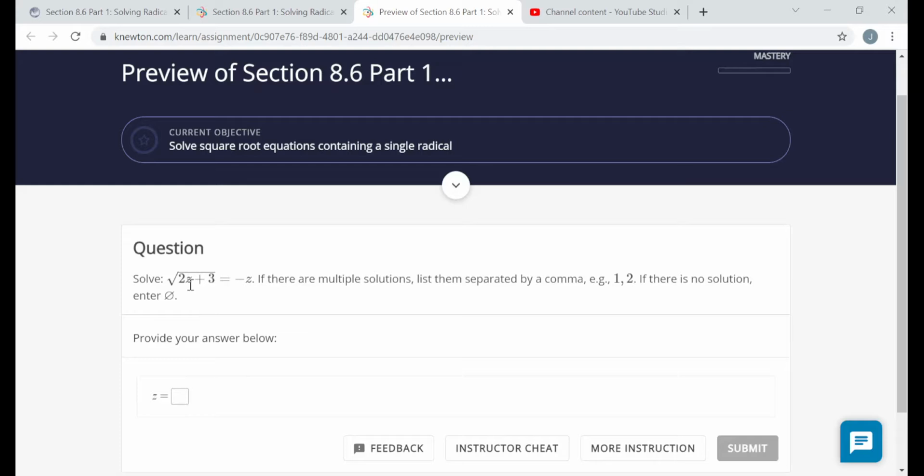Alright, so in this objective, we solve square root equations containing a single radical, a single square root symbol. So we have, solve the equation. We're trying to find values of z that'll make this a true statement. And if there's no solution, we're just going to enter the empty set symbol, that little circle with a slash through it. So I'm going to write this out and write out the steps I'll be following to solve square root equations containing a single radical.